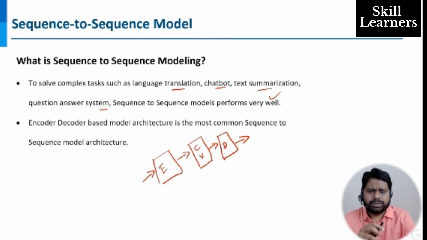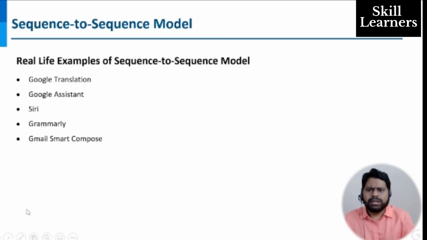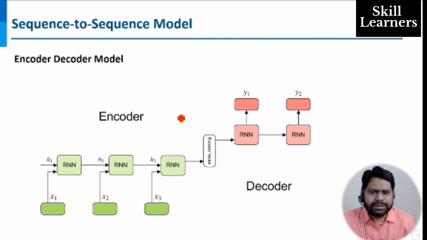Okay, so now let's discuss them briefly. Before we discuss encoder and decoder, let's look at some real life examples of sequence to sequence models which we use in our day-to-day life: Google Translation, Google Assistant, Siri, Grammarly. Then we use Google's Smart Compose, Android Smart Keys, and Alexa. These are some of the sequence to sequence use cases in our day-to-day life. Now let's discuss how the encoder decoder model works.